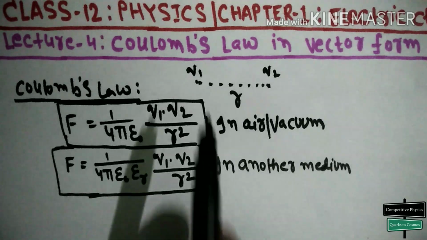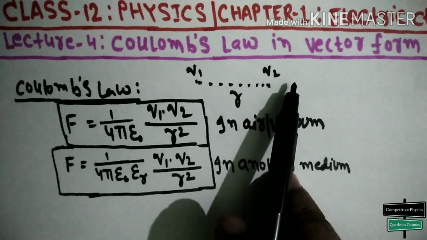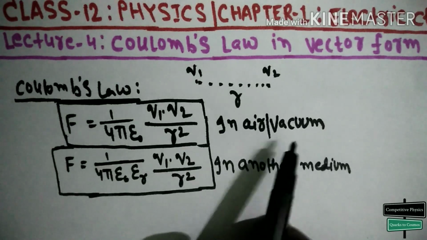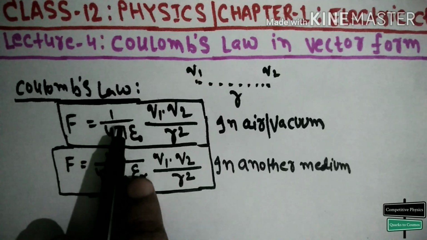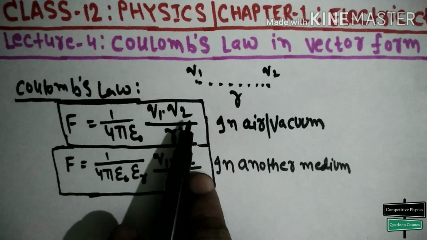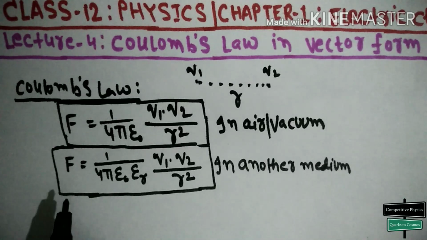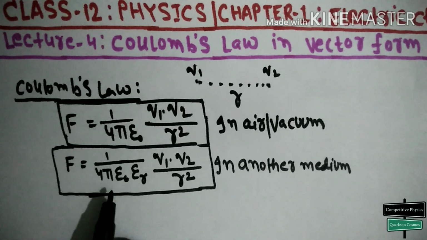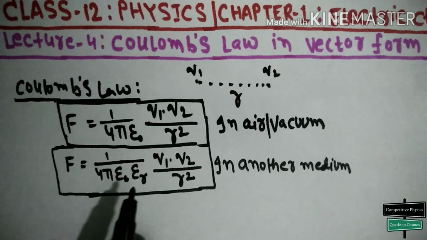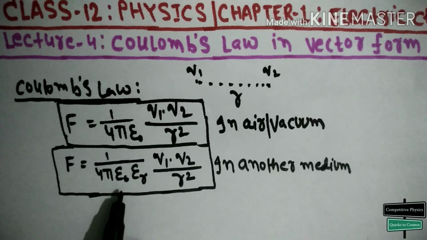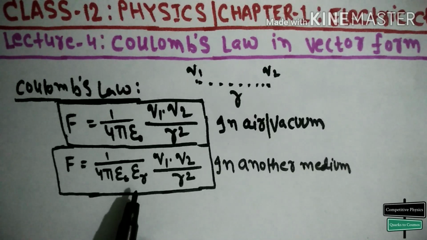So if Q1 and Q2 are two charges separated by a distance r, then in air or vacuum the force equation is given by 1 upon 4 pi epsilon naught Q1 into Q2 by r square. And in another medium the force equation will be given by F equals 1 upon 4 pi epsilon naught epsilon r Q1 into Q2 by r square, where you know that epsilon naught is the permittivity of free space and epsilon r is the relative permittivity.